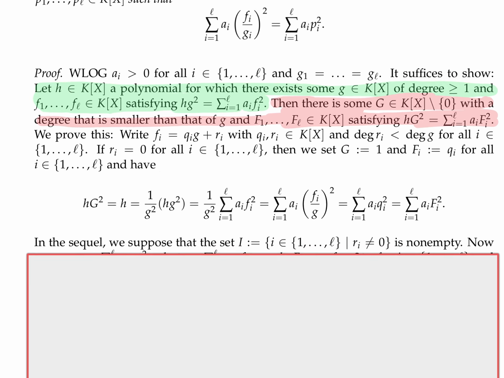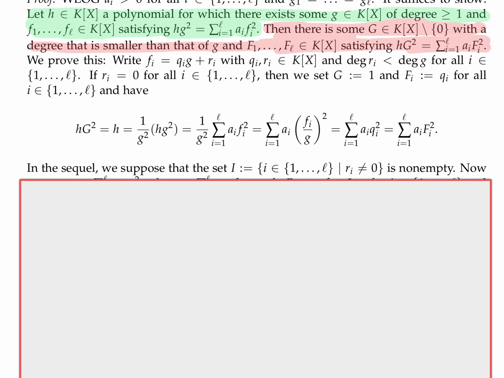Now we come to a harder case. In the sequel, we suppose that there is an index i which makes some problems where the remainder is non-zero. Yeah, that will be, of course, the case that occurs usually. And I call the set of indices that make problems capital I.